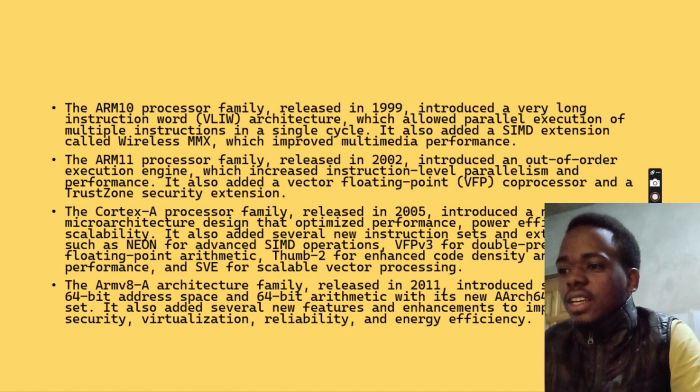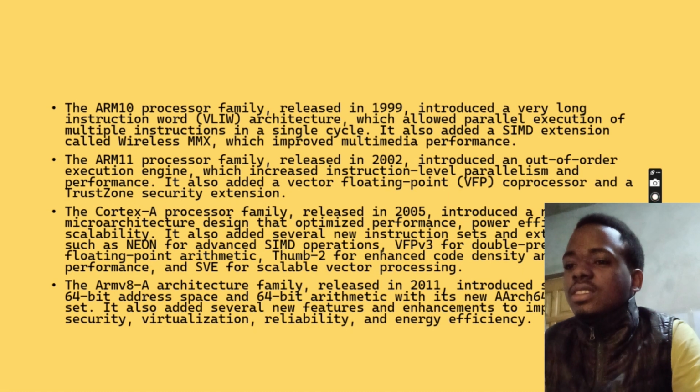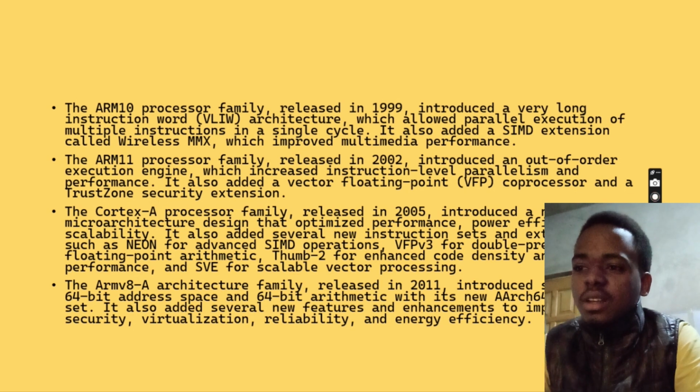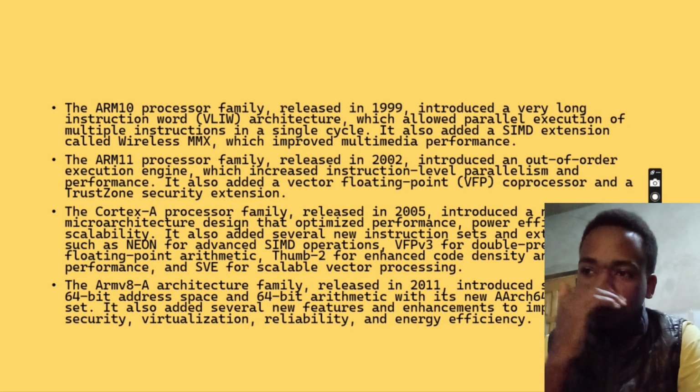The ARM version 8-A architecture family, released in 2011, introduced support for 64-bit address space and 64-bit arithmetic with its new AArch64 instruction set. It also added several new features and enhancements to improve security, virtualization, reliability, and energy efficiency.